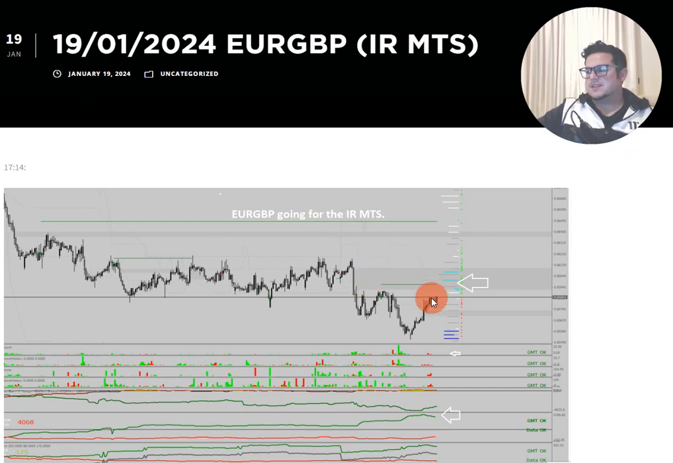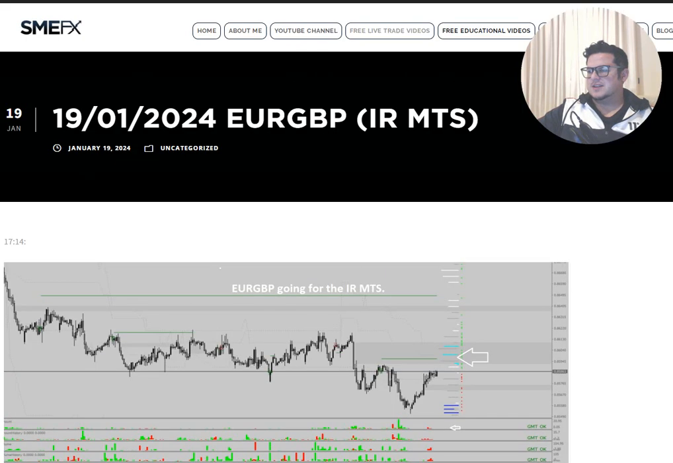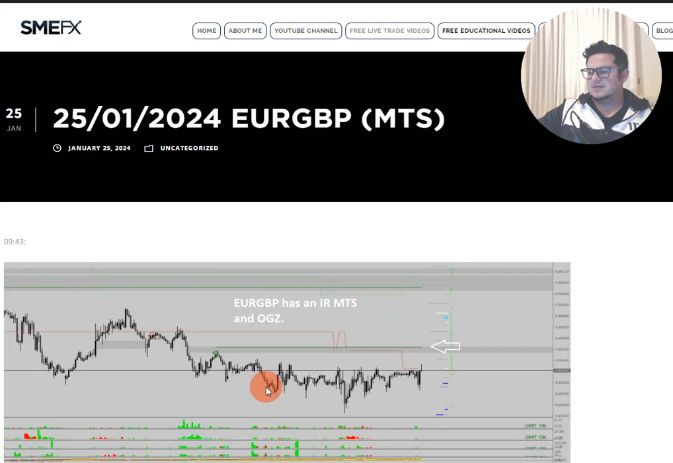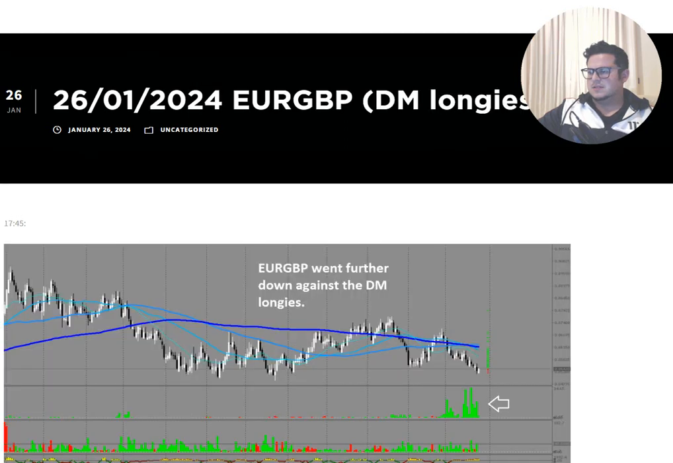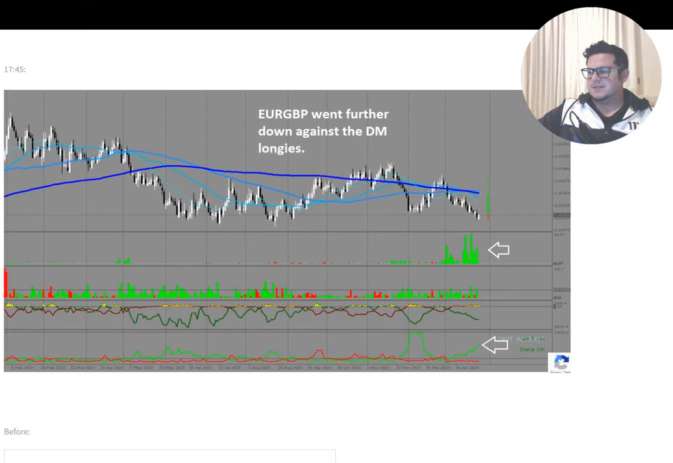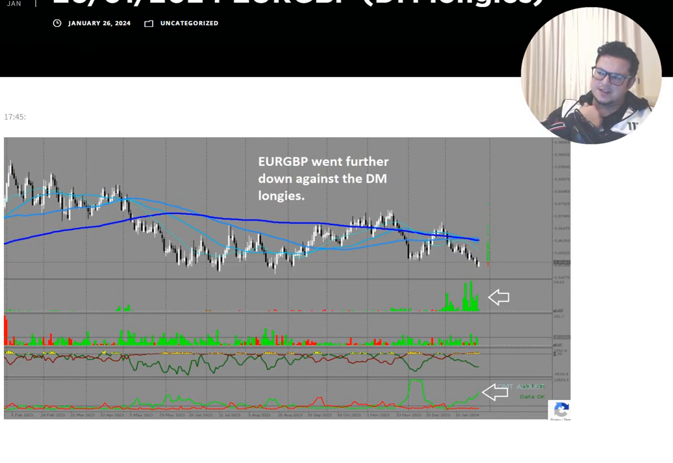Euro pound, nothing special. So they had an MTS here and was very low bias, went sideways, then had this MTS above the price. As you can see, we had the situation where we had longies in the market and then the market went down, down, down. So right now you see there's some kind of squeeze developing again. So those lows can be targeted on that.